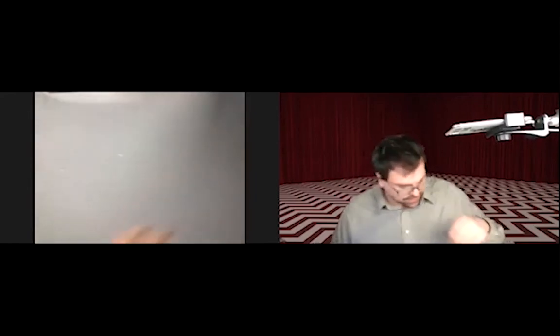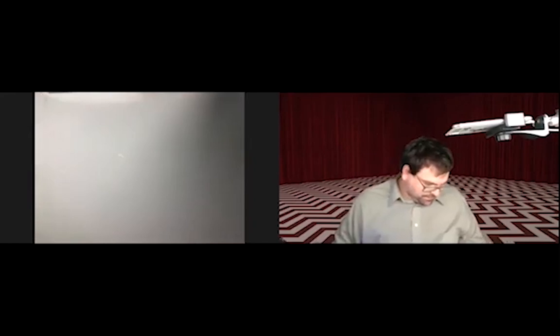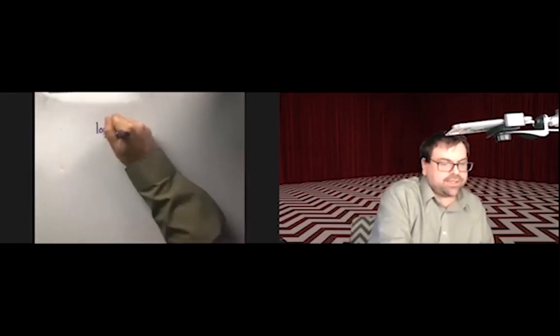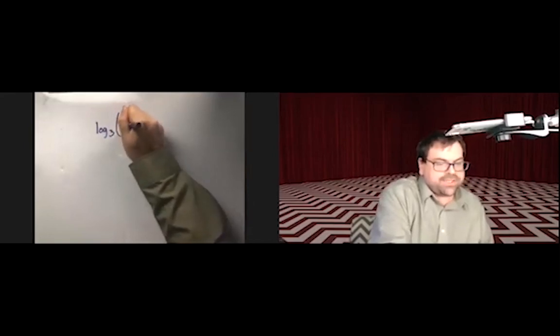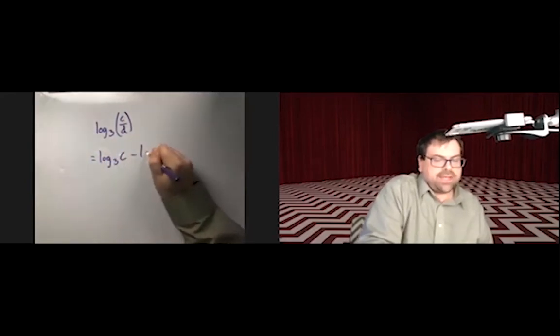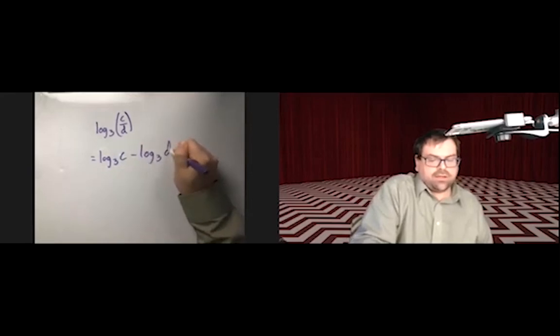Couple examples here. How about the base 3 log of c over d? Well, that would be the base 3 log of c minus the base 3 log of d.